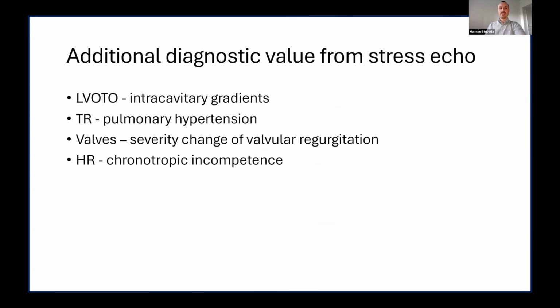Some other more diagnostic value can actually be derived from a stress echo as well, including a diastolic stress echo. So when running the stress test, we can also include much more information. We can look at left ventricular outflow tract gradients for obstruction. We can look at isolated changes to RVSP and pulmonary artery pressures as drivers of isolated pulmonary hypertension. We can also look at changes in severity of valve regurgitation, and we can also look at chronotropic competence as well. And so all of these can help us determine what might be going on with the patient.